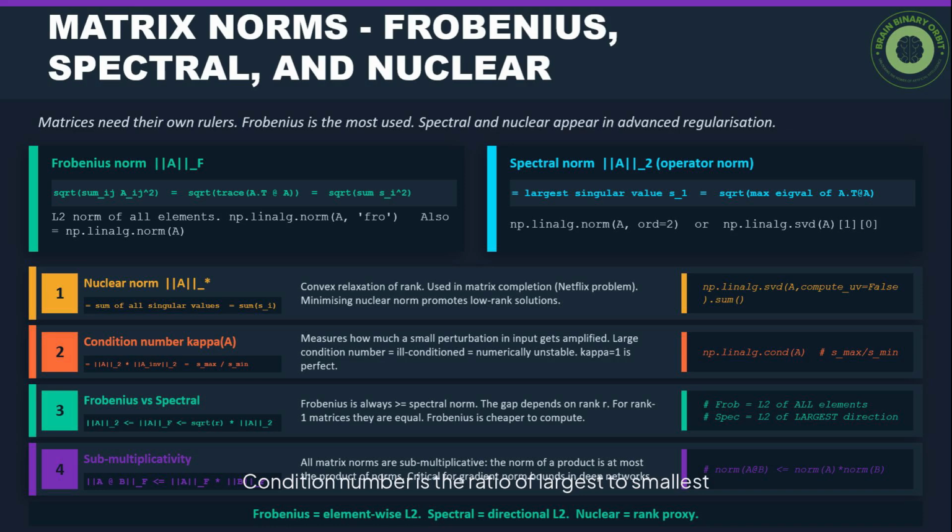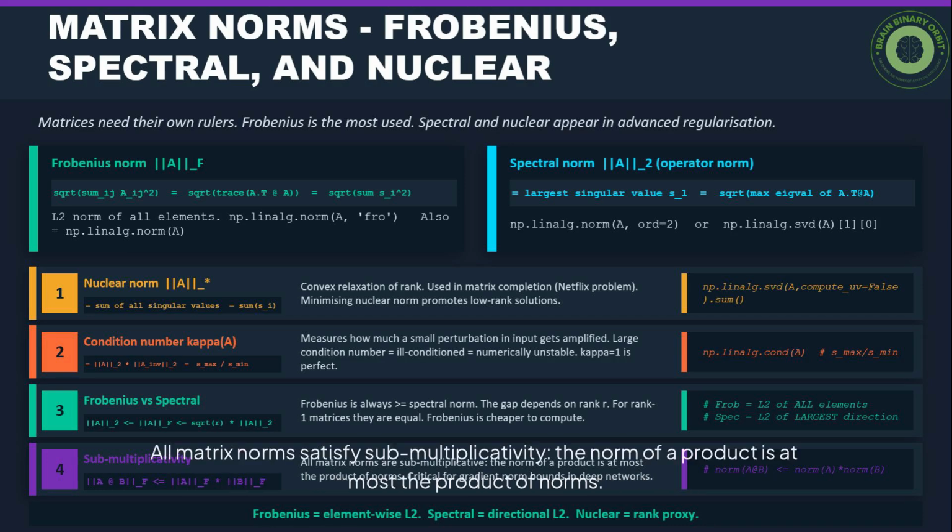Condition number is the ratio of largest to smallest singular value. Large condition number means numerically unstable. All matrix norms satisfy submultiplicativity. The norm of a product is at most the product of norms.